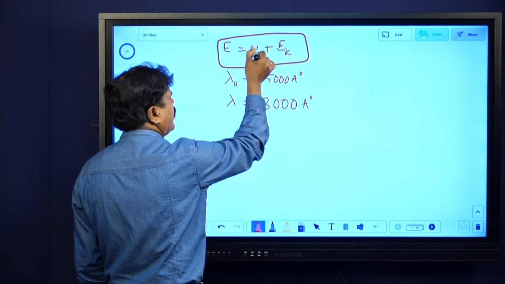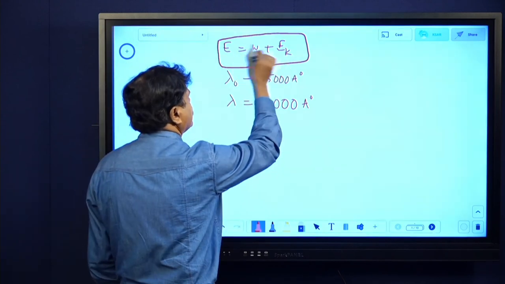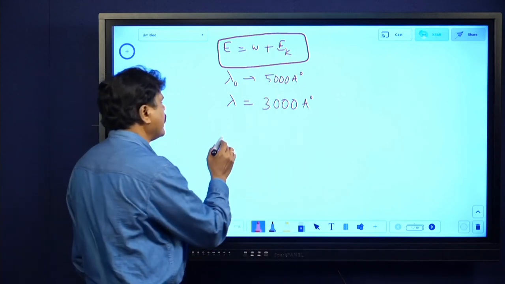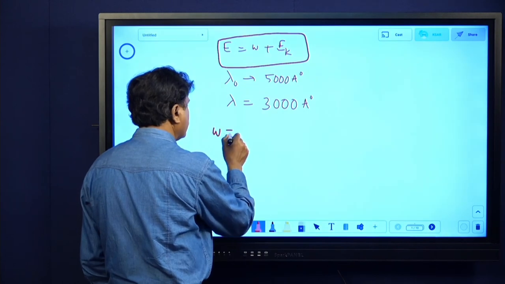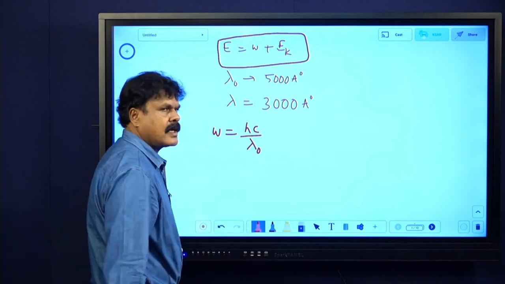By using lambda naught, you can find W. By using lambda, you can find E. Ek is E minus W. That's it. Ek is E minus W. W equals hc by lambda naught.